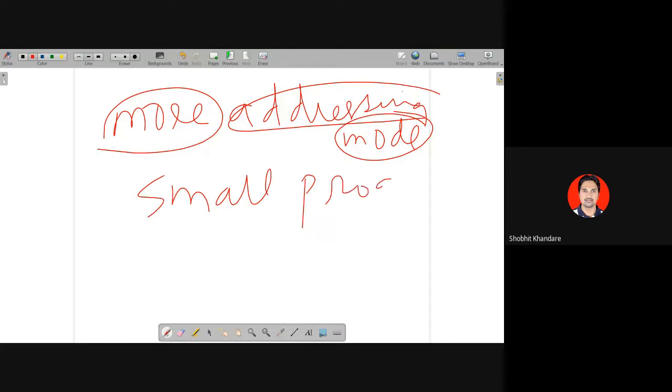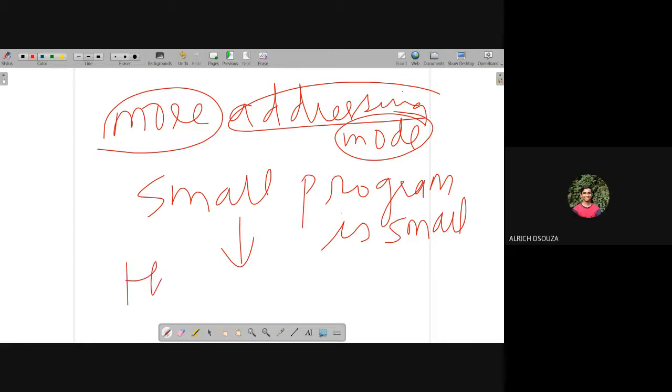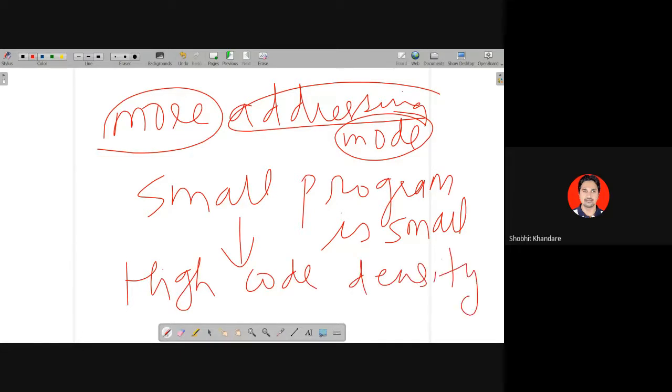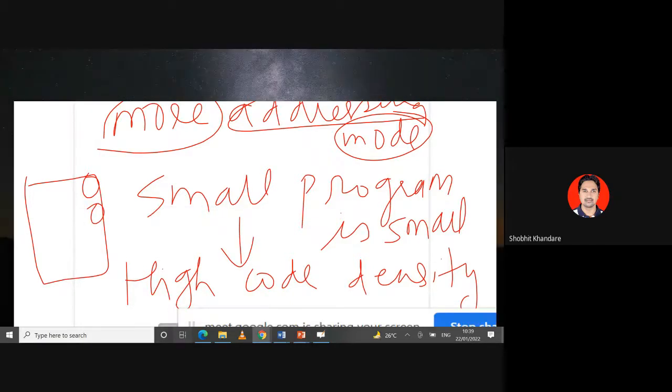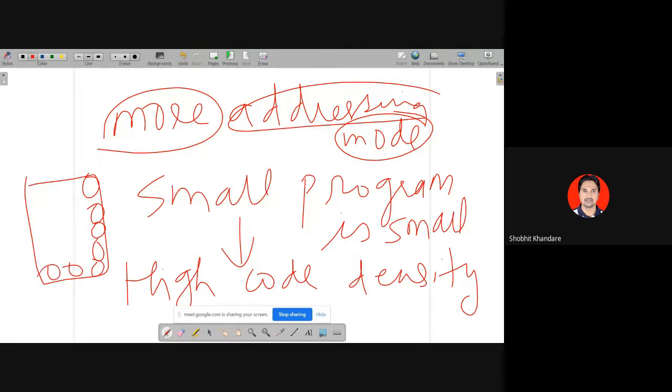Program size is small, and because of small program size, what can you comment about the code density? High code density. Yes, high code density. So suppose this is your memory. If you keep small program code, your code density will increase. Because the program size is small, your code density will increase. So you have high code density.